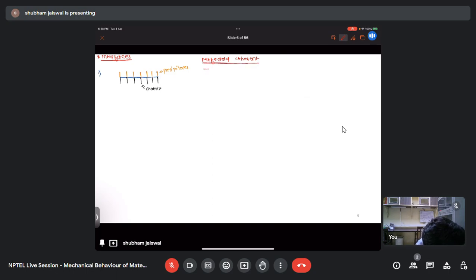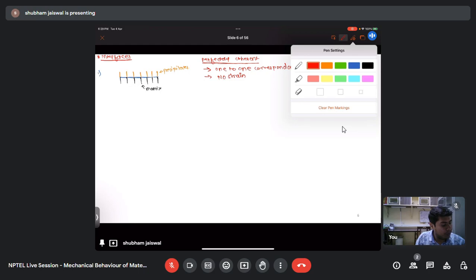So what we can write here is one-to-one correspondence between precipitate and matrix, as well as no strain is there, as these are perfectly matching with each other. So this is the perfectly coherent interface.